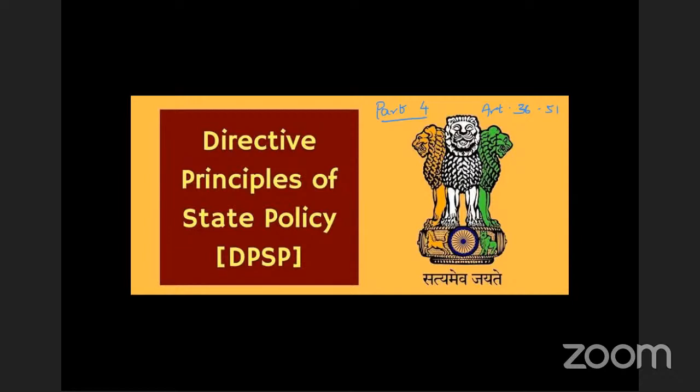The Government of India Act 1935 had a chapter called Instruments of Instruction to the governors of British provinces. The directive principles have been borrowed from the Instruments of Instruction.